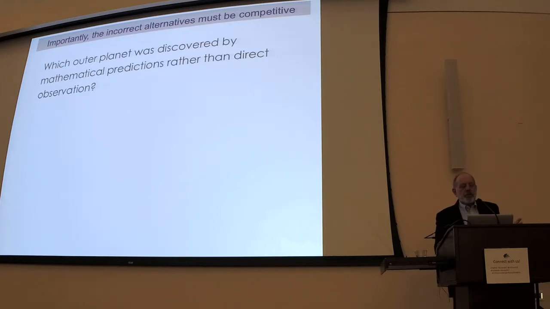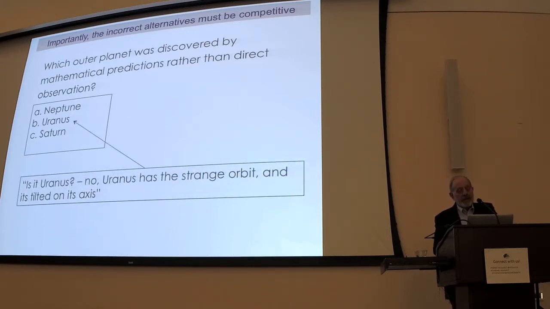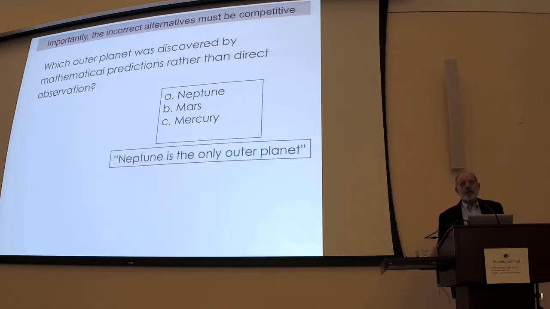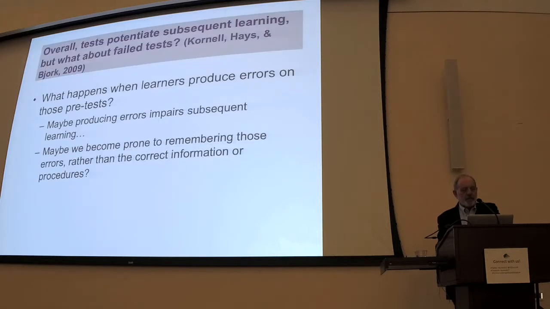Importantly, the incorrect alternatives must be competitive. Which outer planet was discovered by mathematical predictions rather than direct observation? If it's one like this, it may trigger, was it Uranus? No, that's one with a strange orbit and tilted axis, you might think through. But if the alternatives are not competitive, like Neptune, Mars, and Mercury, it's just, hey, Neptune's the only outer planet. So the benefits we're talking about require that the incorrect alternatives be competitive, be plausible. If they're not, these kinds of bad questions are easy to write, and the good ones are hard to write, and that's one of the problems we have with multiple choice tests.